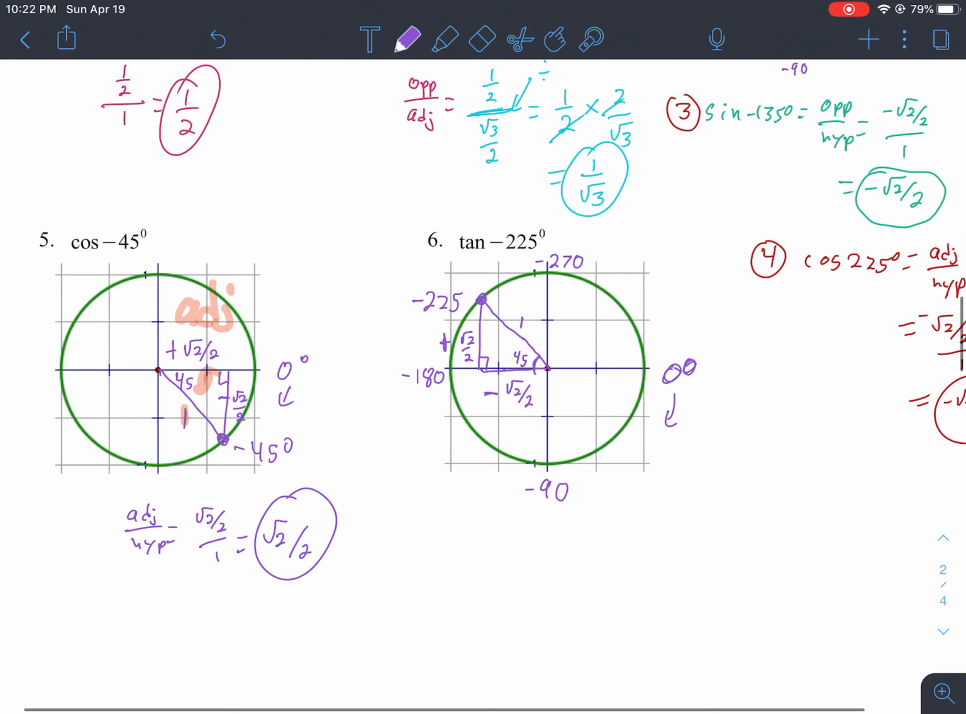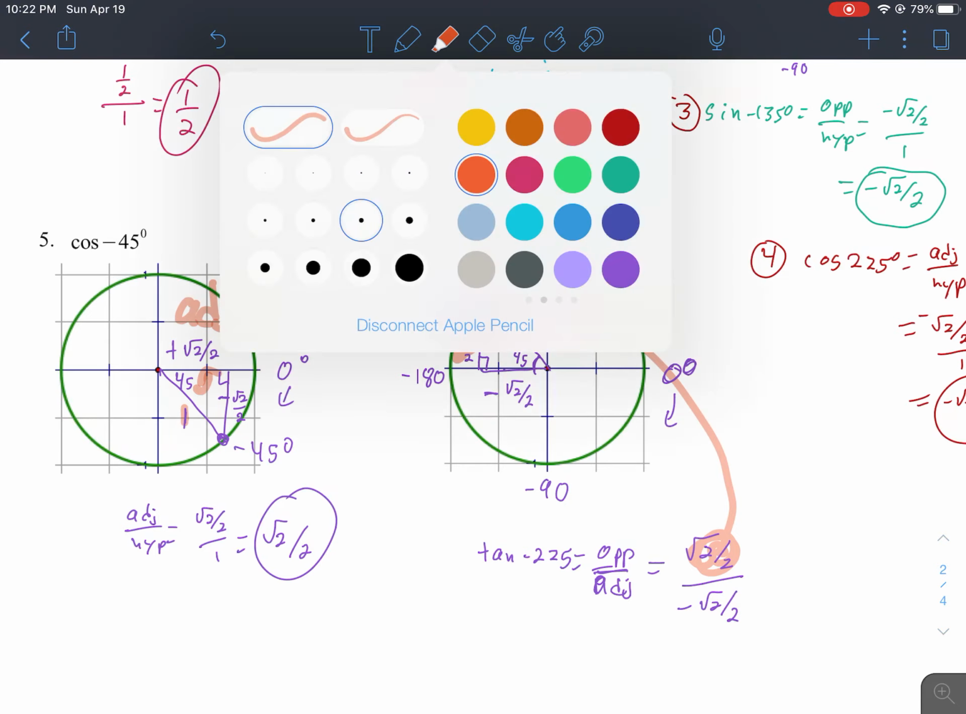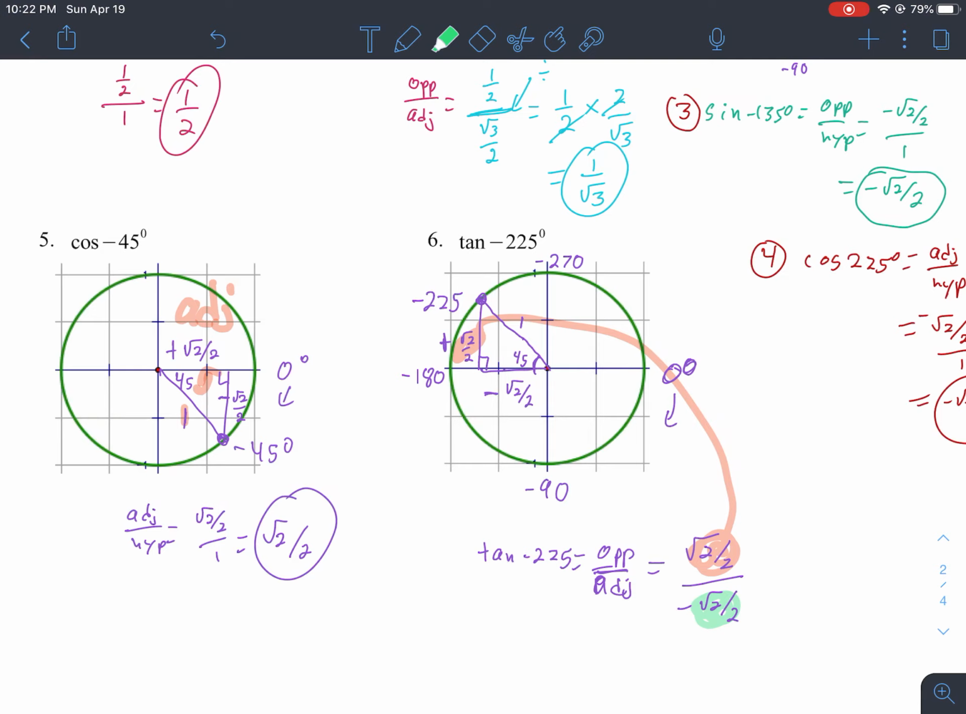All right, tangent of negative 225 is opposite over adjacent. The opposite side is the square root of 2 over 2. The adjacent side is negative square root of 2 over 2. So this is the opposite side. That's this one. And this is the adjacent side. That's that one. Opposite over adjacent.